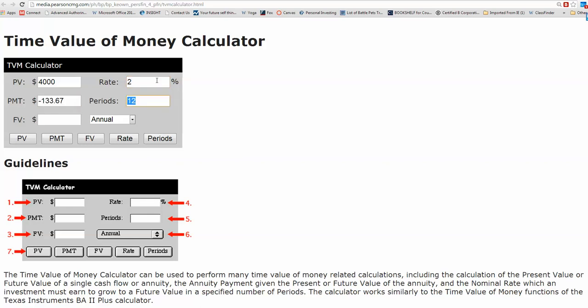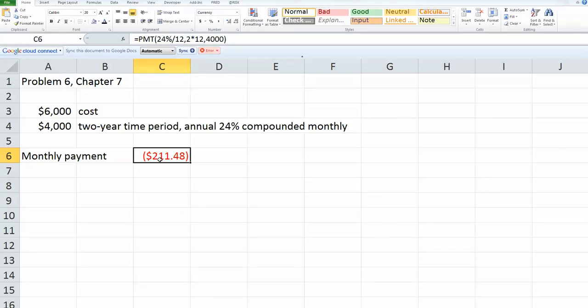It was over a 2-year time period, so that's 24 months. I'm going to leave this at annual, and I'm going to ask it to compute the payment. There's that 211.48 that we got using Excel.